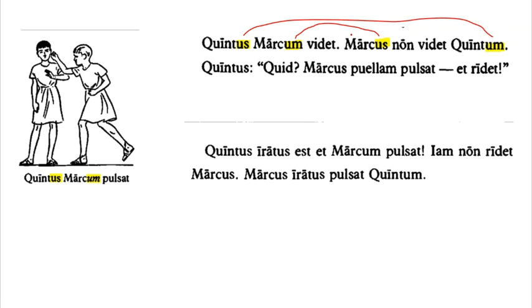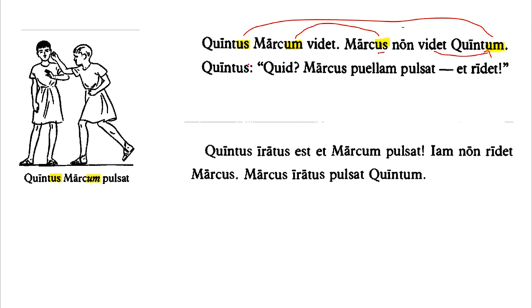So if you see quintum, you'll know he can't be the subject anymore. You'll see that Marcus is in the nominative, has to be the subject. So Marcus non videt quintum. All right, so Marcus does not see Quintus. You know that Quintus is the direct object because of that ending.